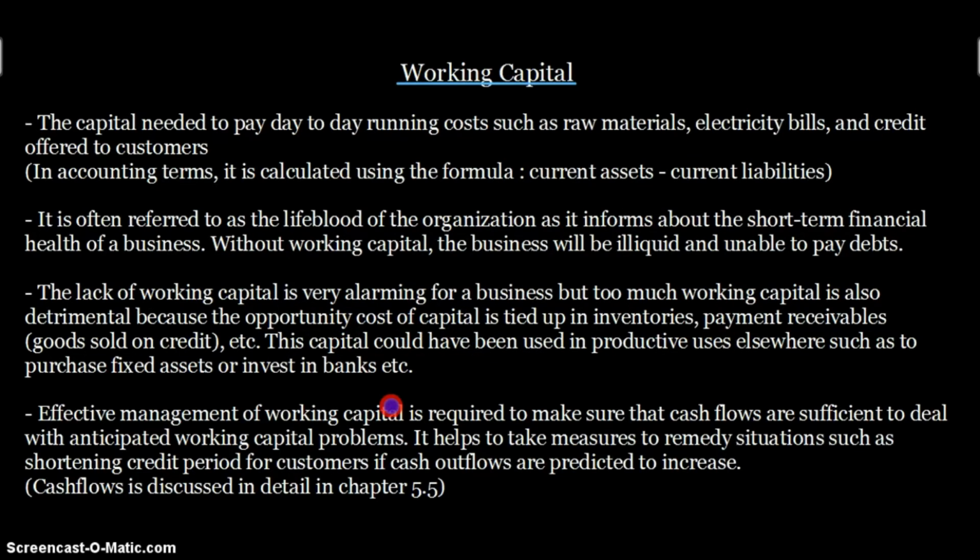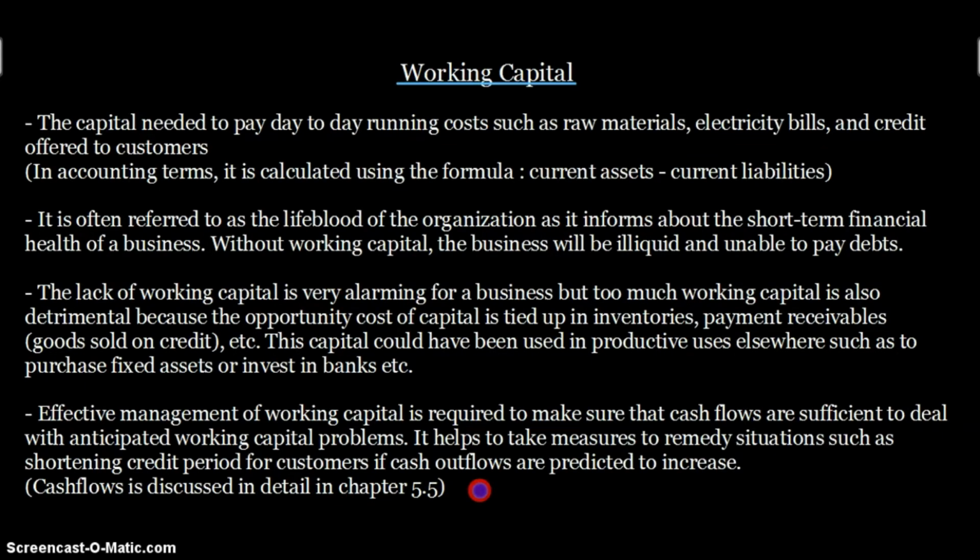Now, effective management of working capital is required to make sure that cash flows are sufficient to deal with anticipated working capital problems. Of course, like we just said, you should have enough cash in hand, but not too much, to be able to deal with your short-term problems. It helps to take measures to remedy situations, such as shortening the credit period for customers if cash outflows are predicted to increase.